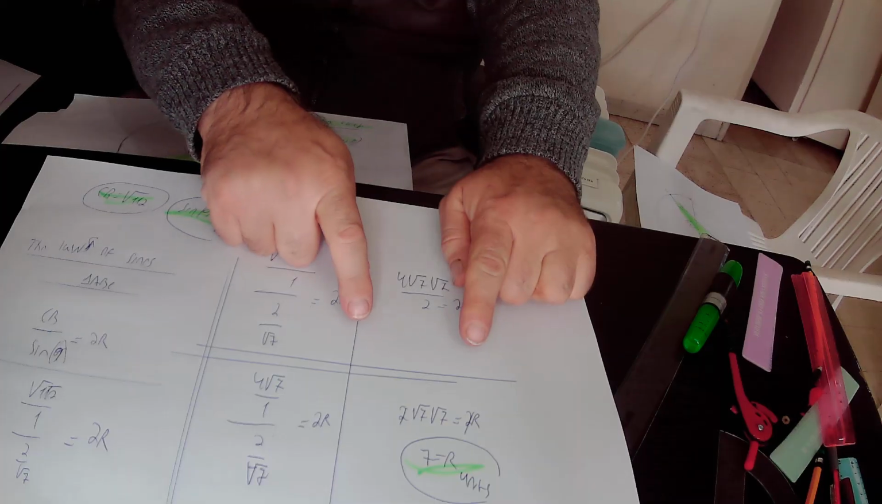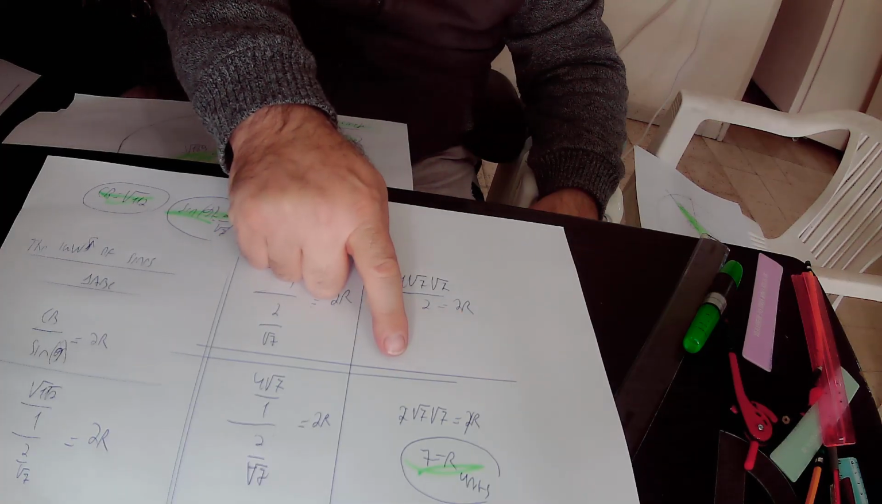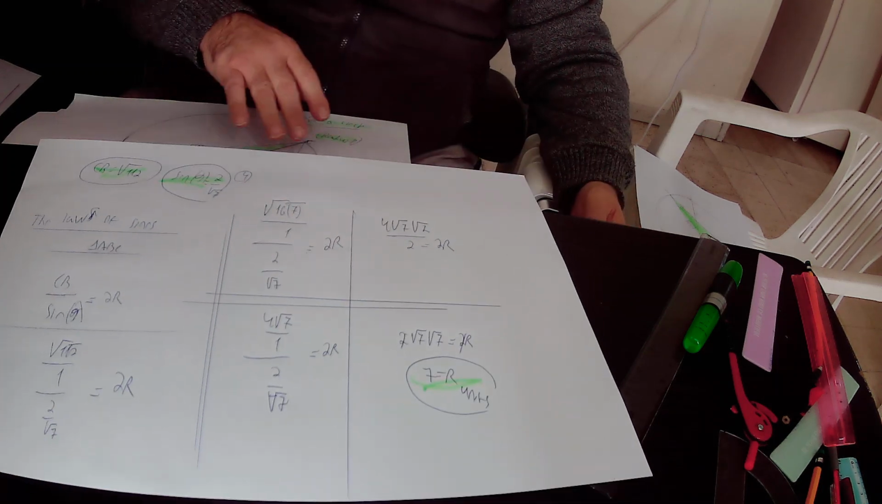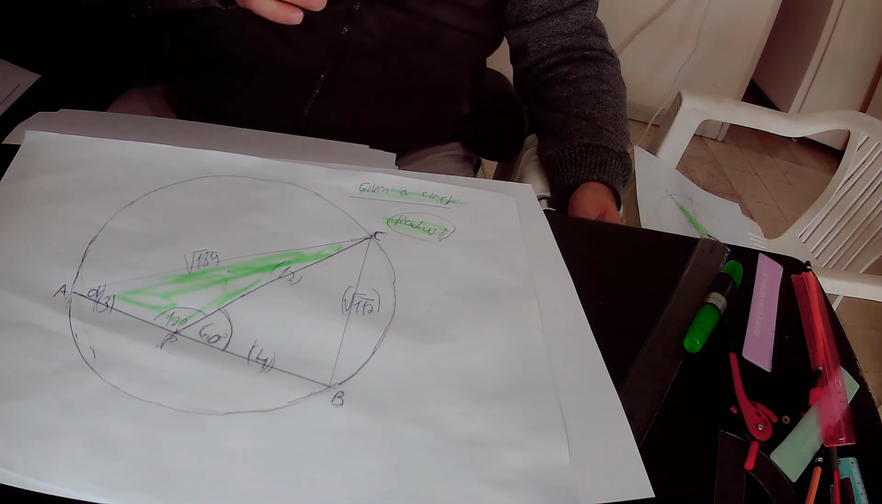We have 2 on both sides of this equation, so the 2 gets cancelled, and finally we found out that square root of 7 times square root of 7, that is 7, equals R. Or the radius of this circle, the radius that we are looking for, is equal to 7 units in length.